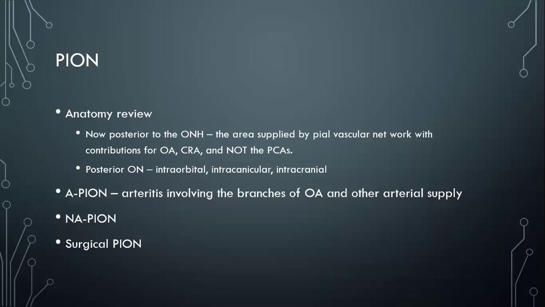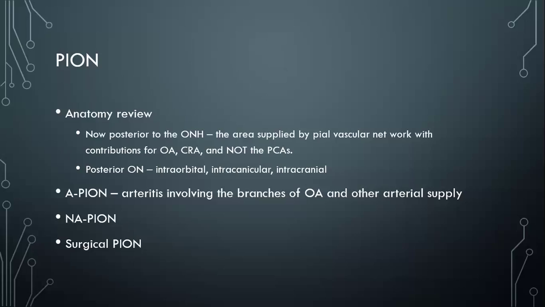And then it's not supplied by these posterior ciliary arteries. It gets blood supply from the layer of pia around it, which has what's called a peripheral centripetal system of blood supply, and it's mostly from lots of different branches off the ophthalmic artery. Also, some branches of the central retinal artery make contributions as well.